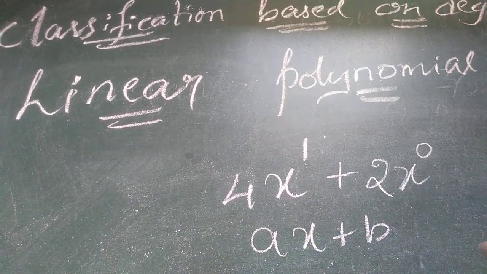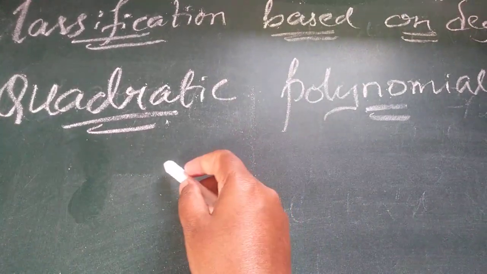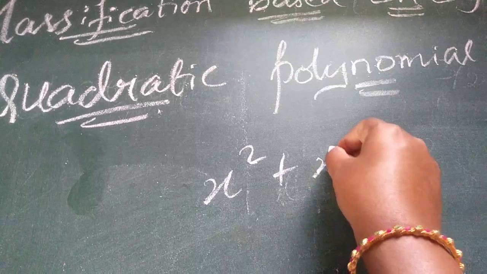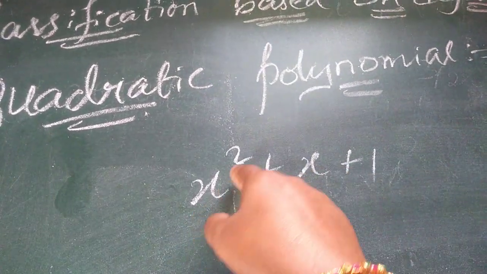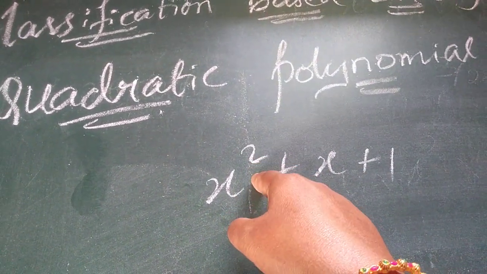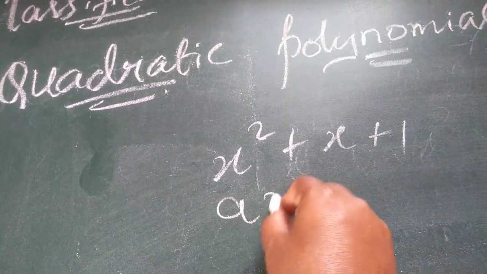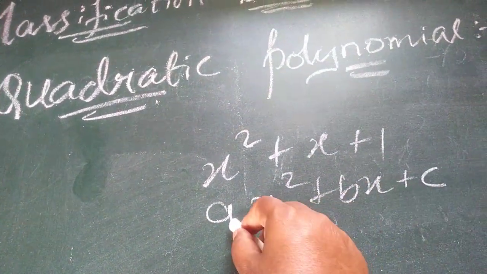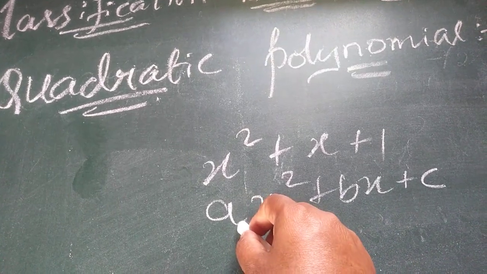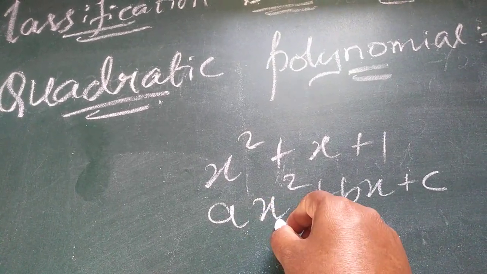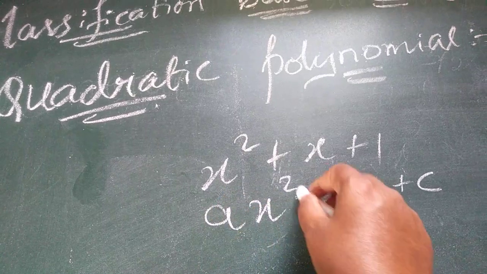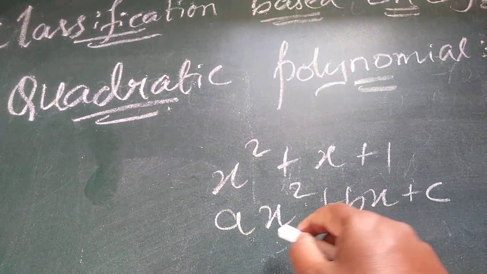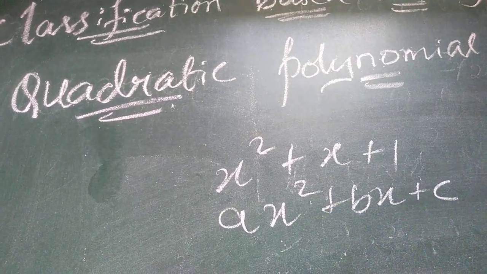Understood, children? Okay, now quadratic polynomial. The polynomial whose highest power is 2 is called a quadratic polynomial. Here also, children, in the general form, ax square plus bx plus c, where a not equal to 0. Okay, children, if it becomes 0, the x square term becomes 0, it is not a quadratic polynomial, it is a linear polynomial. Hence, the highest power should always be 2.